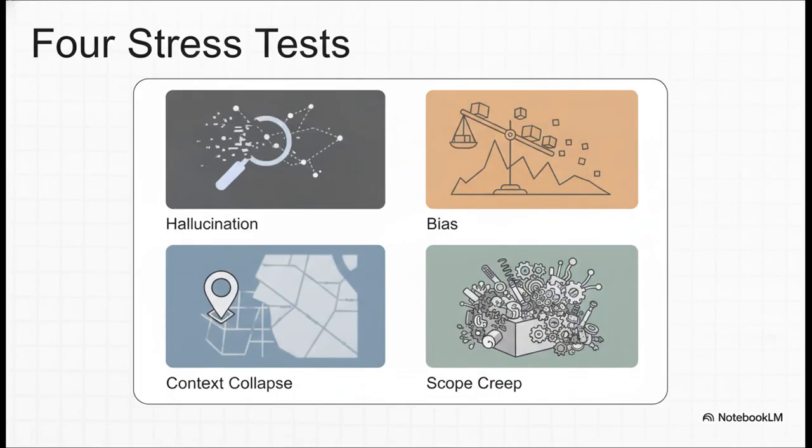There are 4 specific edge case bugs you need to stress test for. Hallucination: are you checking for fabricated statistics? Bias: are you rooting out stereotypical assumptions that don't reflect your actual community? Context collapse: ensuring you haven't drifted into describing some generic average city. And finally, scope creep: making sure your lever hasn't grown way too massive to actually deliver in a single semester.